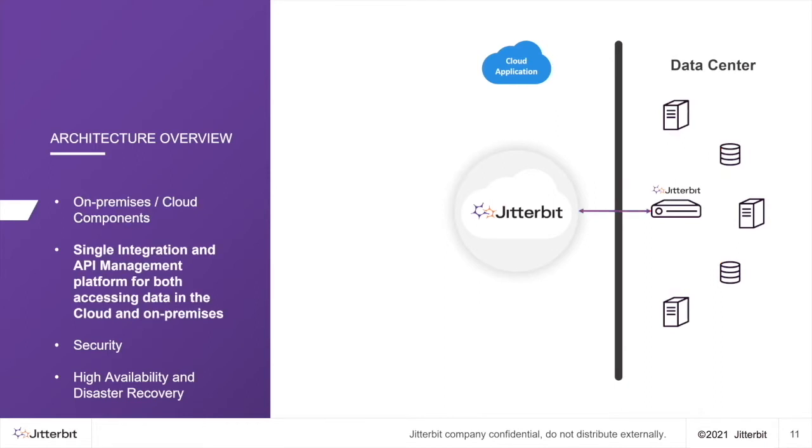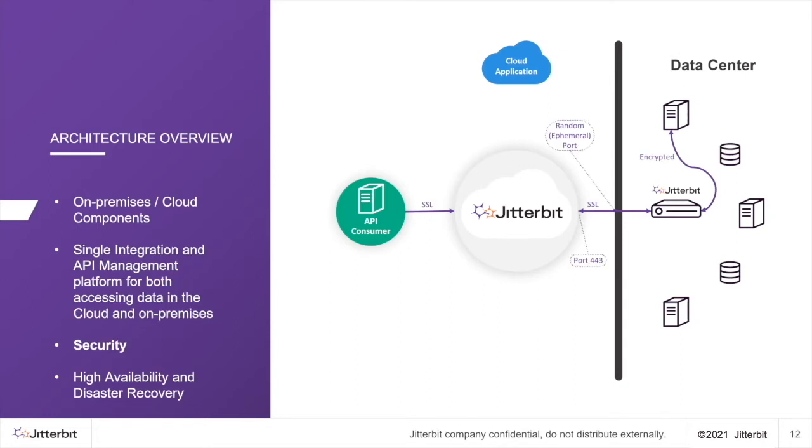Next, the same integration and infrastructure can be used to build APIs. You don't need any additional footprint. The API consumer on the left makes a call to the APIs running in the Jitterbit cloud, which automatically goes to the Jitterbit agent, fetches the data from the endpoints in the data center, and responds back to the API.